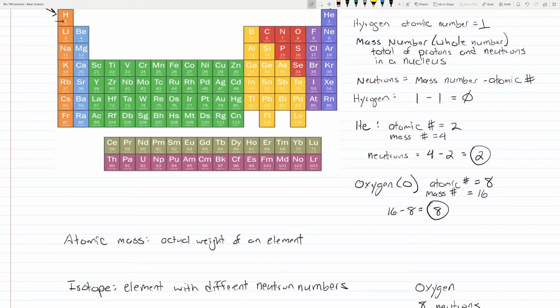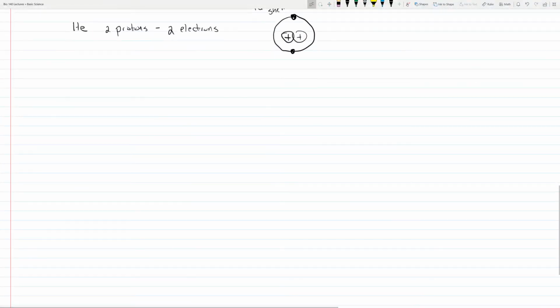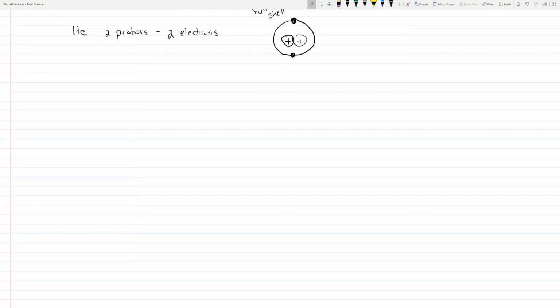Let's take a look at carbon. Carbon, the symbol is C. It has an atomic number of 6, which means it has 6 protons, and this means it has 6 electrons. Instead of drawing 6 little plus signs, I'm going to put +6 in the center here. Around that, I draw my first shell. The rule is, how many electrons go in the first shell? It is 2. I can put 1 here, and I can put 1 here. So I've got 2.